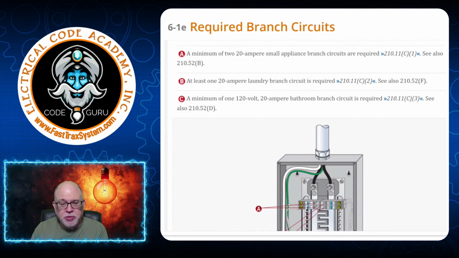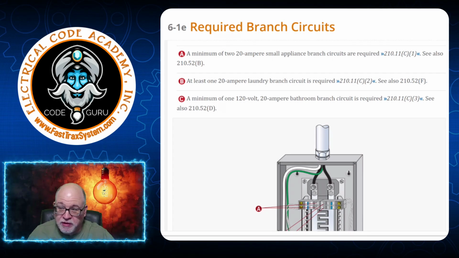So it's a minimum of 2. Now, you could have more than 2. And of course, if you're going to do a load calculation, you have to take into consideration more than 2, right? That would be 1500 VA each. But we talk about that in our load calculations chapter, which is unit 8 of our Fast Trax program. This is just trying to determine the minimum required branch circuits in a dwelling. You can have more than the minimum, but these are the minimums that are required. So the first is you've got to have at least 2 20 amp small appliance branch circuits.